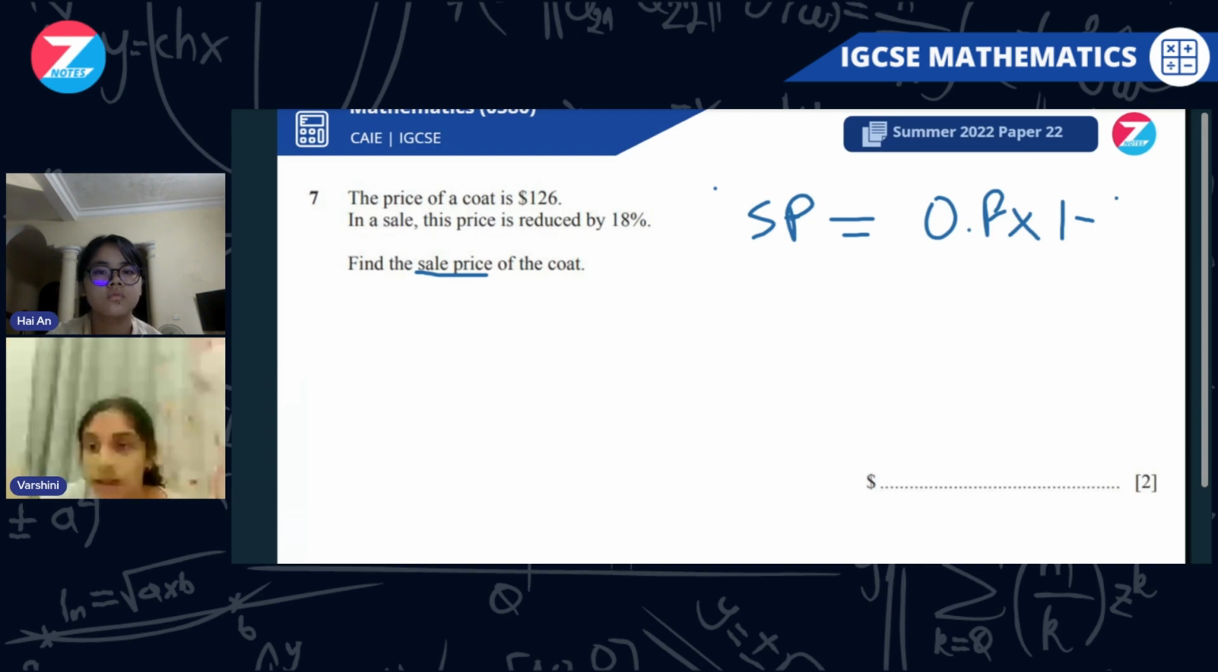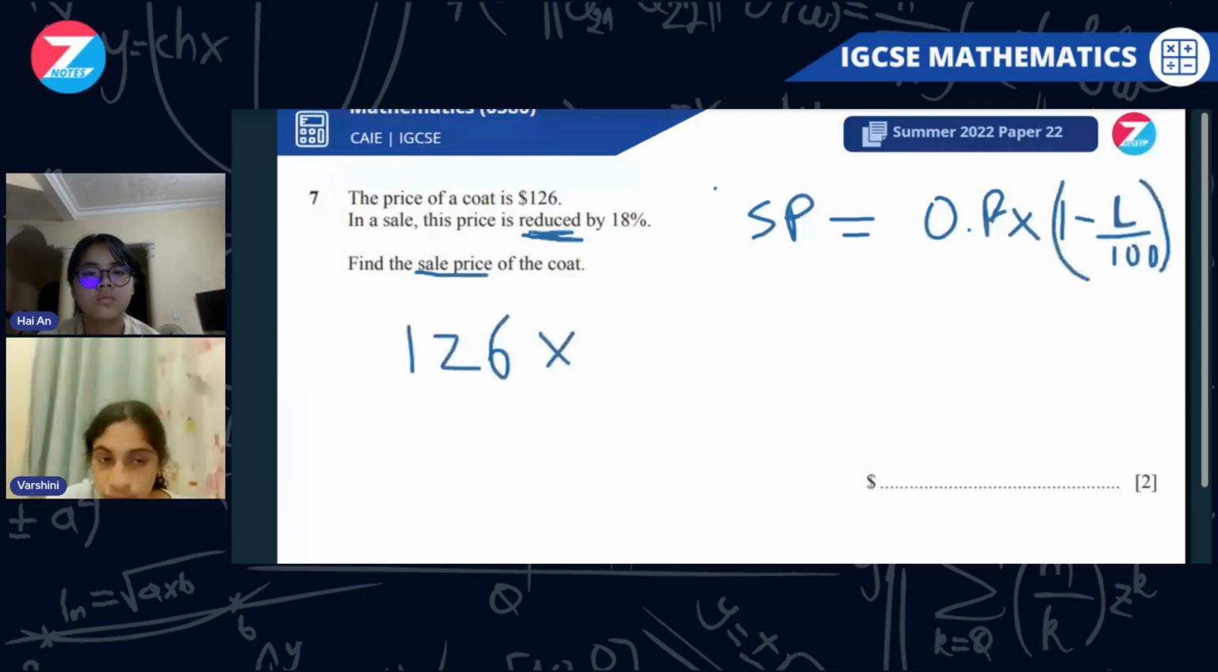Okay, yeah, so this is our formula. And we know the original price here is 126. So 126 into, now we also know that's getting reduced by 100. So this is why you'll do 1 minus and not 1 plus, because if it's getting increased, then you're going to do 1 plus, but this is getting reduced. So we have to make this into 1 minus the loss, which is 18% here. Remember, percent is by 100 always.